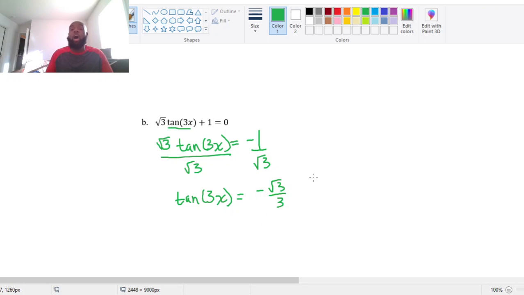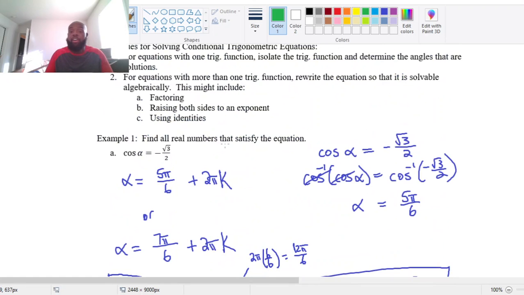Now, again, almost like what we did over here, we want to isolate the trig function, our cosine of alpha here. That means we needed that cosine to cancel, so we can take the inverse cosine of both sides, and then that would leave us with just our alpha.